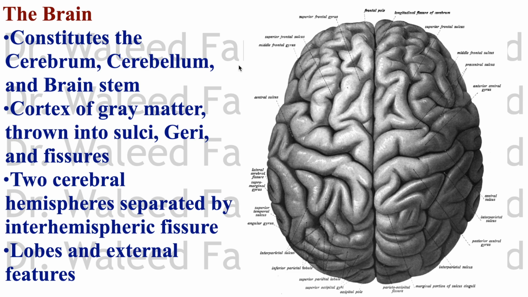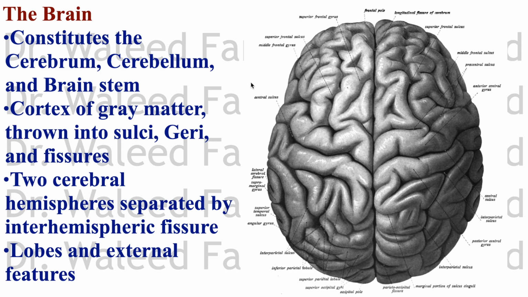Okay, now we come to the brain. In order to study the brain, we must divide it into smaller pieces to be able to understand the features of the brain. So we'll start by dividing the brain into two cerebral hemispheres, and we will work on each hemisphere to divide it into lobes, and then into areas composed mainly of gyri.